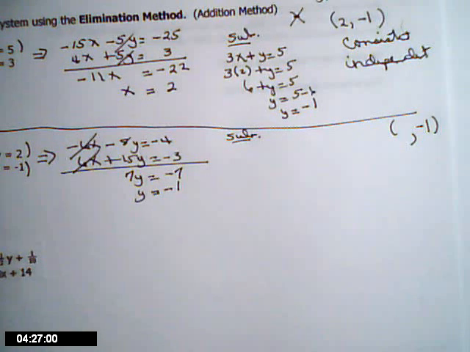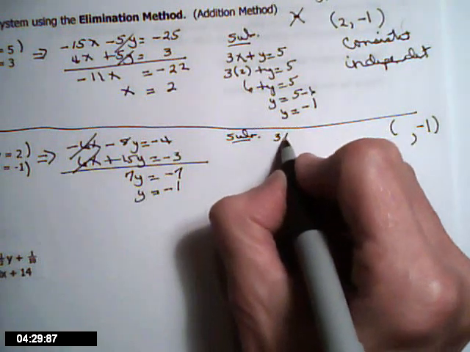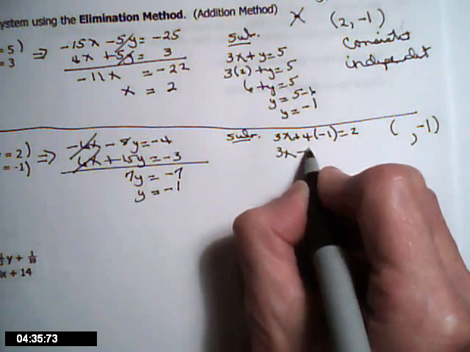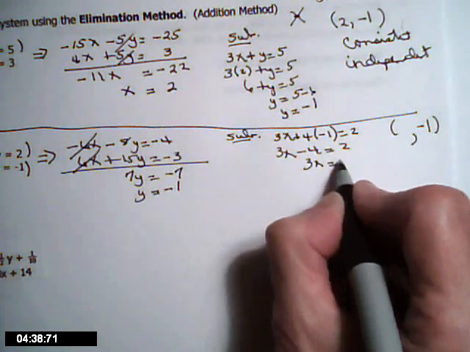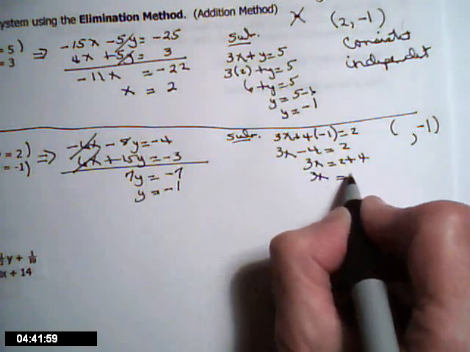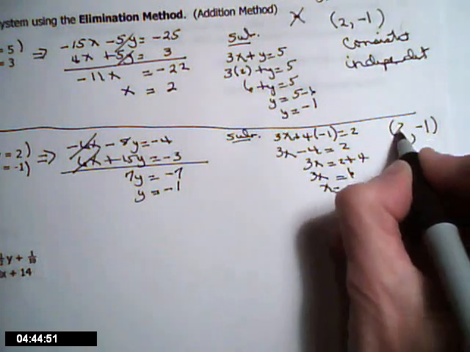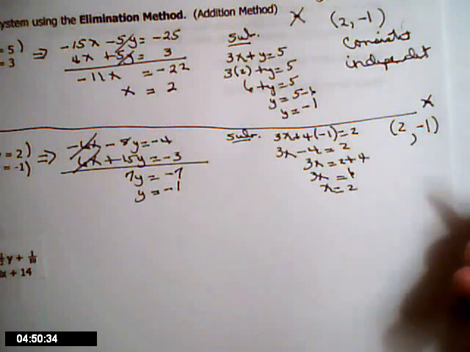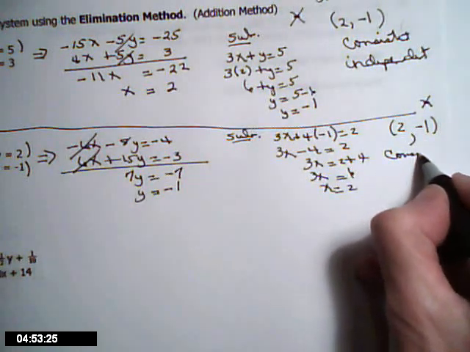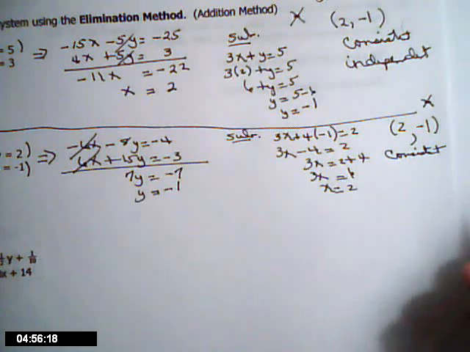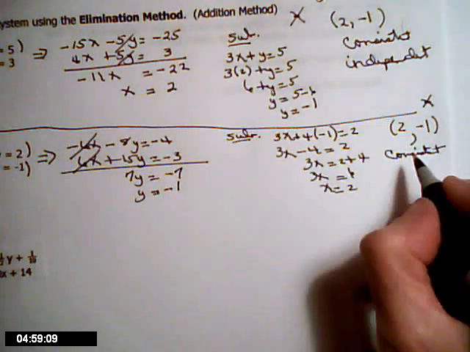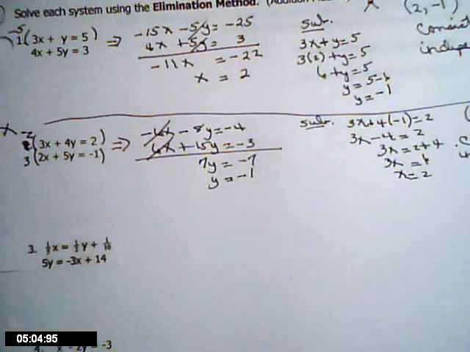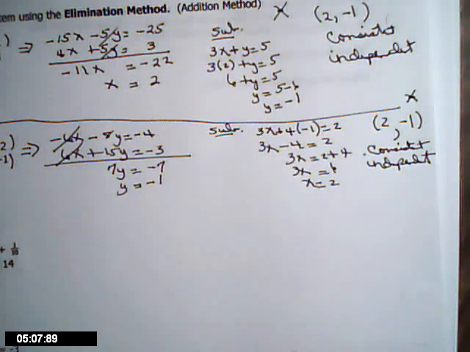Go into either one of the equations you want to. I'm just going to take the first one. 3x plus 4 times y, that would be negative 1, equals 2. 3x minus 4 equals 2. Or 3x equals 2 plus 4. 3x equals 6. Or x will equal 2. Now again, I have two lines here that are intersecting in one point. Because they do intersect, they are consistent. And because they don't intersect in many, many infinite points, they are said to be independent. Now, all of our problems will not ask you for that information, but some of them will.